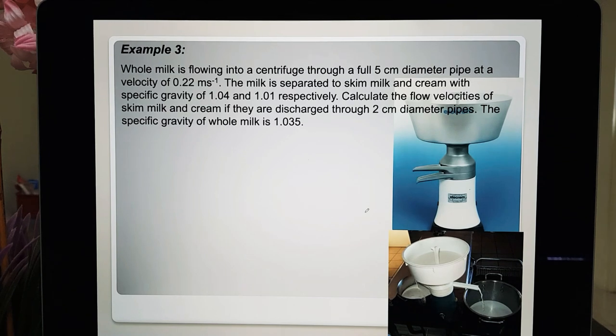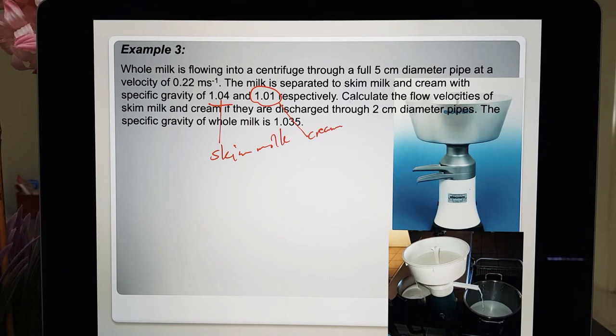Alright, so we have this particular problem statement. Whole milk is flowing into a centrifuge through a full 5 cm diameter pipe at a velocity of 0.22 meter per second. This milk is separated into skim milk and cream with specific gravity of 1.04 and 1.1 respectively. The 1.04 is meant for the skim milk, and this 1.1 is meant for the cream.